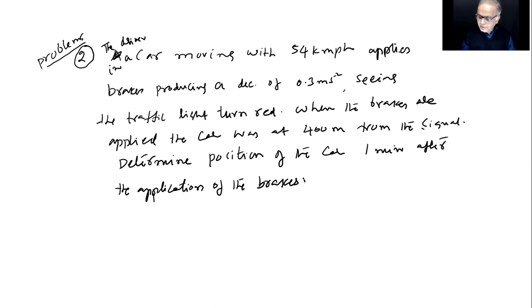See whether you really followed the question. A driver in a car moving with the speed of 54 km per hour applies brakes, producing a deceleration of 0.3 meters per second square, seeing the traffic lights turning red. When the brakes are applied, the car was at 400 meters from the signal. Determine the position of the car 1 minute after the application of the brakes. Come on, how do you do that?